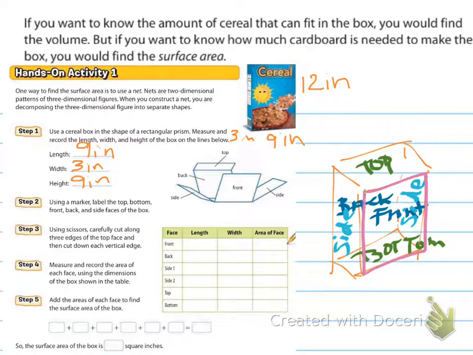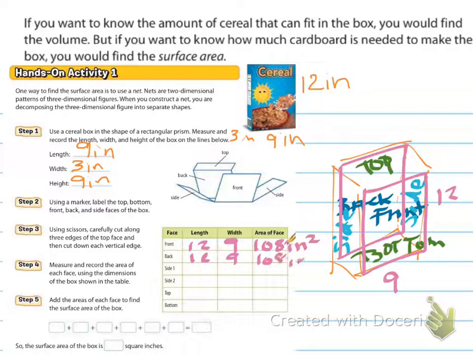So this is our front, which is, in this case, our 12 by 9 inch. So our front is 12 inches by 9 inches, so that is 108 inches squared. And hopefully you understand that the back is identical to the front. And so again, that's 12 inches by 9 inches, 108 inches squared. Ooh, and I just realized I'm not going to be able to take that out, so I'm going to have to use a different color. Hope this doesn't get too crazy.